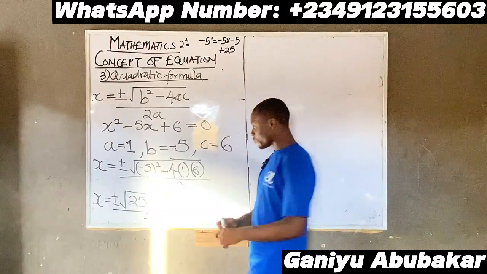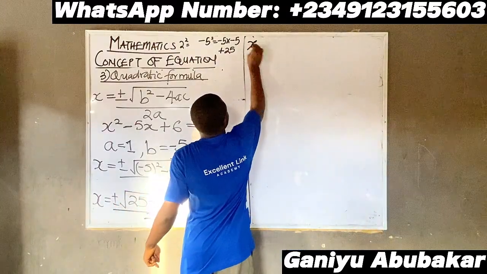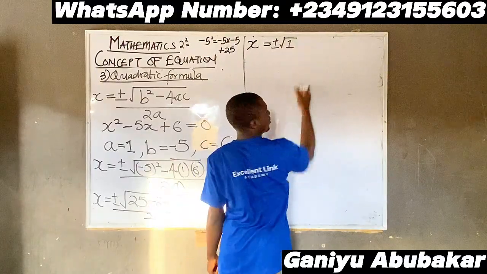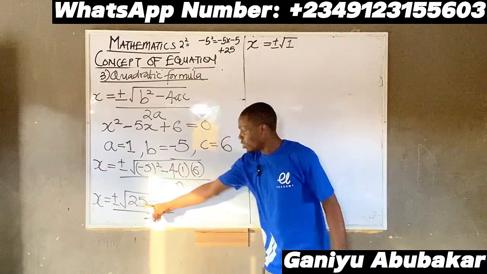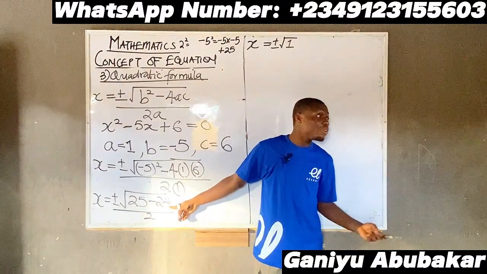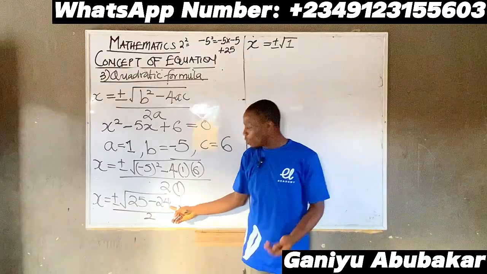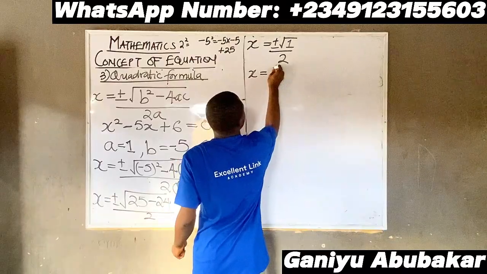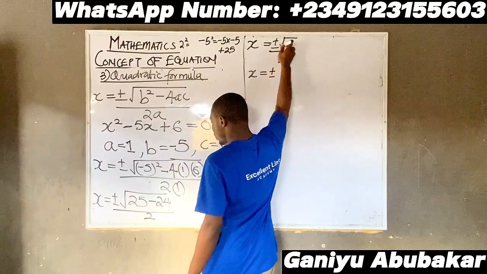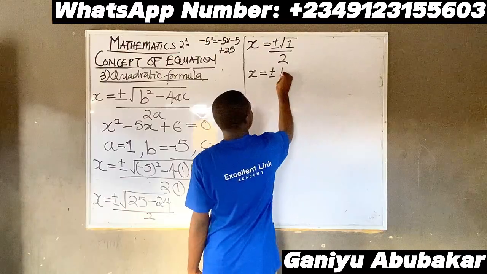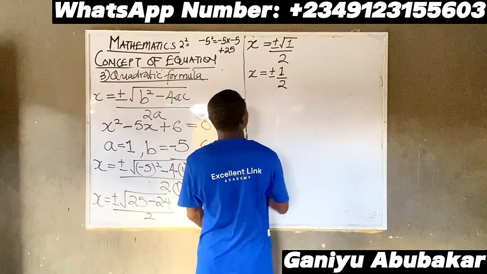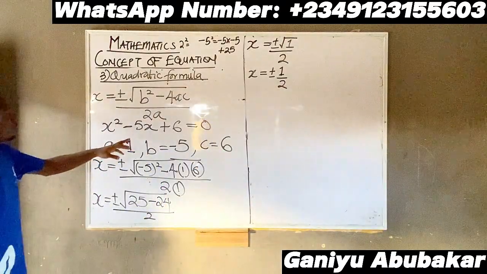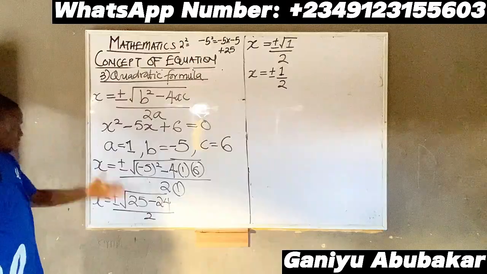So now x equals plus or minus root of what? Root 1, right? Is this minus 1 again? What's my answer? It's 1, over 2. This gives you x equals plus or minus root 1, which is 1, so 1 over 2. Yes, over 2.